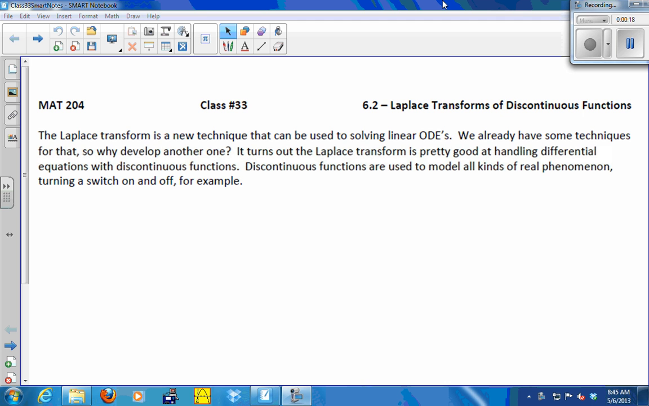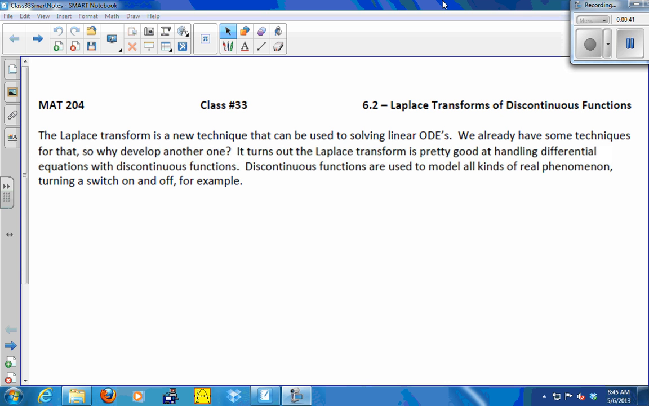Solve linear ODEs, right? We have several, 2 or 3 different analytic techniques. So the Laplace transform is just another one. So why bother, right? You asked me this last class. It turns out that the Laplace transform is pretty good at handling differential equations that contain a discontinuous function, which none of our other techniques can handle.